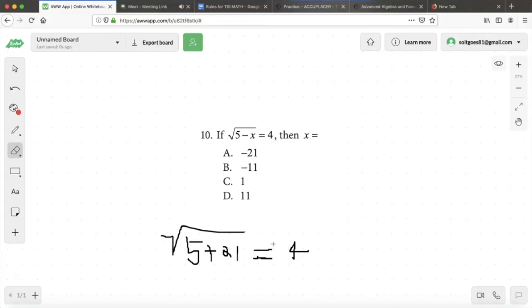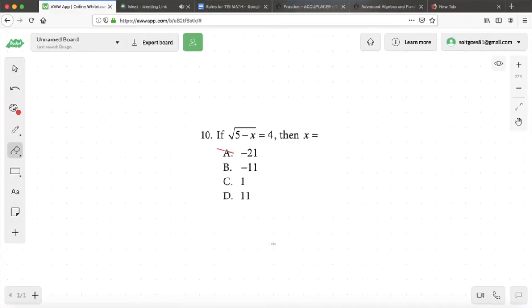Okay. All right, so 5 plus 21 is what? 26. And is the square root of 26 equal to 4? No. No way. I don't know what it is, some decimal that would go on for infinity. It's an irrational number. But it's not 4, so it's gone. Lovely. Let's try answer choice B.